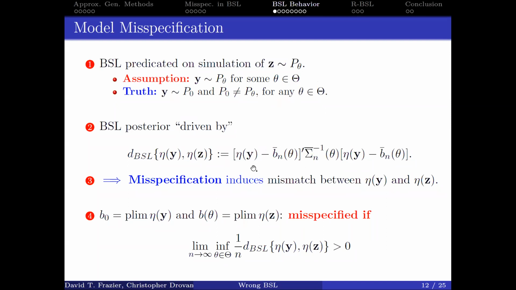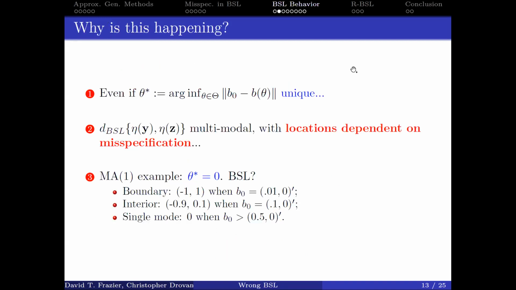So when I invert it, the overall distance is very, very small, which is exactly why you're seeing those boundary issues pop up and that multimodality in BSL. Stated kind of in words, basically misspecification induces a mismatch between the observed and simulated summaries, and we say that the BSL posterior is misspecified if in the limit there is no value of theta that makes this distance 0. And indeed, you can show that in those examples in the MA1 case, that is exactly what happens.